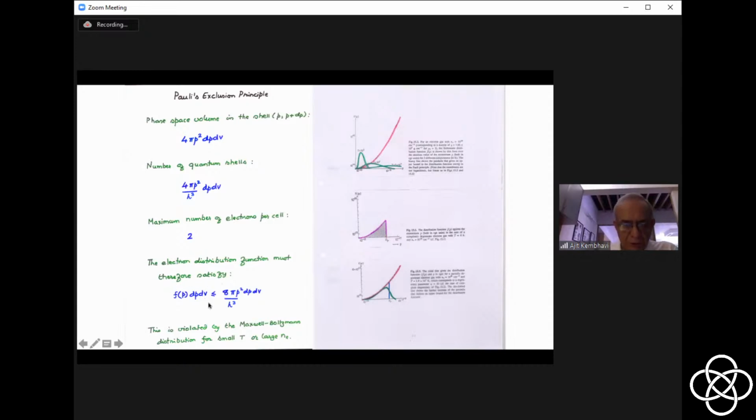Now Pauli's exclusion principle requires that in this volume, the total number of electrons, F(p) dp dV, must be less than or equal to 8 pi p squared over h cubed dp dV. Here you have your Maxwell-Boltzmann distribution, the F(p) proportional to p squared curve. When the temperature is high and the density is low, Pauli's exclusion principle is not violated. But as the temperature decreases, the momenta all become much smaller, and therefore all the electrons tend to get packed into the lower momentum states. When that happens, you start violating Pauli's exclusion principle.